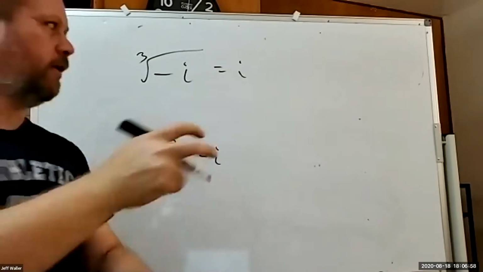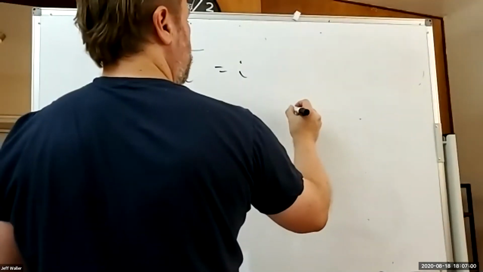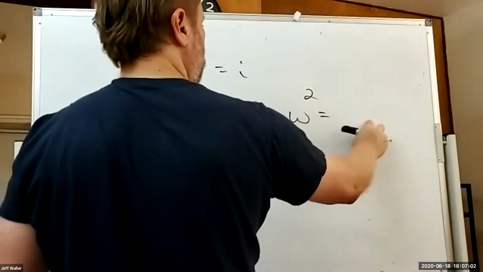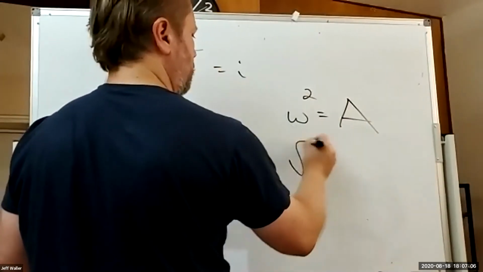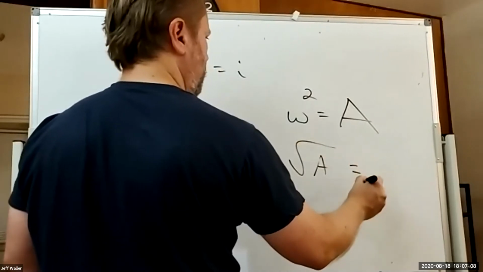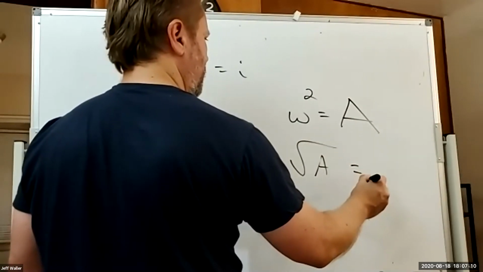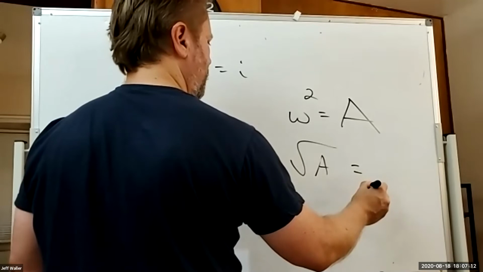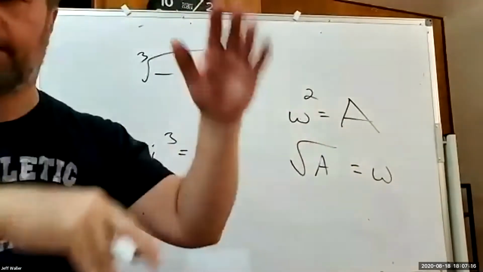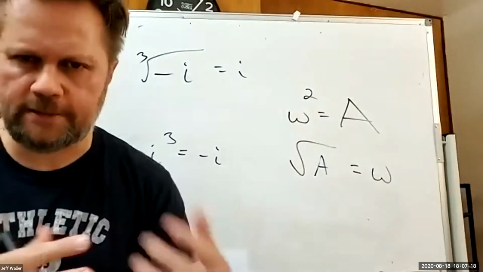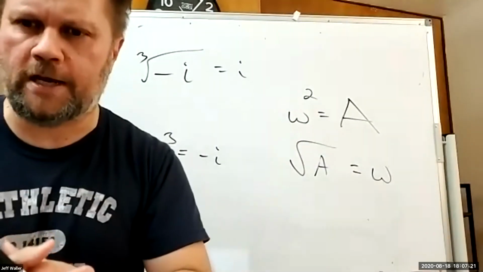So watch this, you ready? If I told you that w squared equals capital A, what's the square root of capital A? w. That's assuming everything's positive. I don't want to bring all that in there, but that's how inverse functions operate.